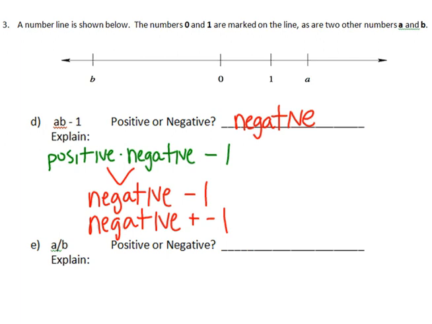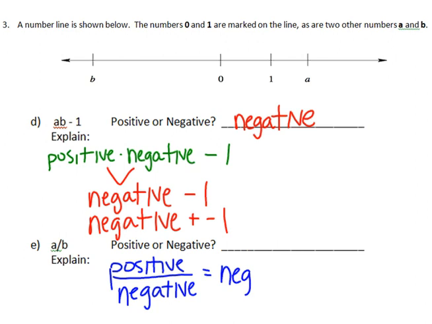Okay, and part E, that slash for the fraction A over B means A divided by B. So if we have a positive divided by a negative, we will always have a negative. And that's just one of our rules about multiplying and dividing integers.